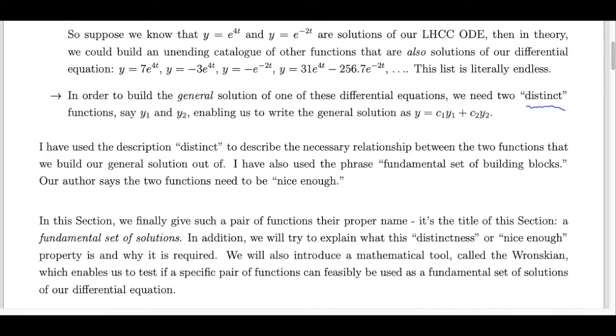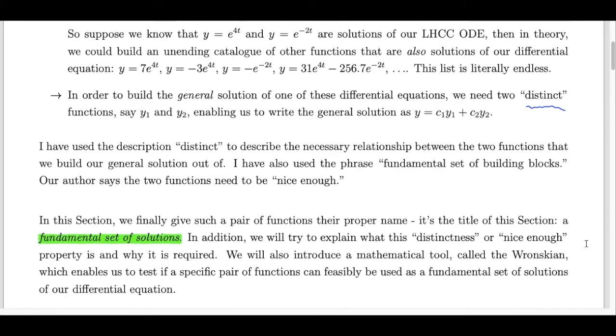Here's the formal name for what's going on here. We call two functions that can be used to build the general solution of our LHCC differential equation a fundamental set of solutions. As I've described here, this is exactly this property of being nice enough or being distinct that has been referenced in previous sections. This raises the question, if I have a pair of solutions that could potentially be a fundamental set of solutions, how do I check? Well, introduce a tool. It's kind of got a weird name. It's called the Wronskian, and this tool serves exactly this role.